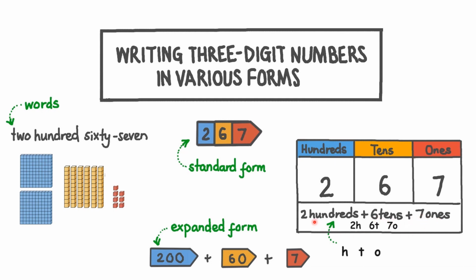So instead of writing all this word hundreds, we just write 2 and the letter H beside it, meaning 2 hundreds. Then 6 tens, we write 6 and the letter T. 7 ones, and 7 with the letter O beside it. Okay? So these are the 4 ways of writing a number.